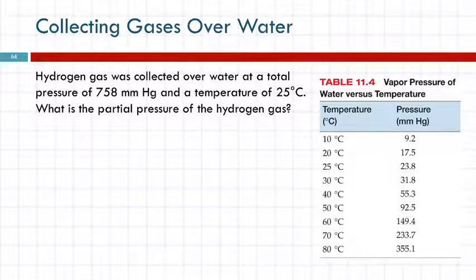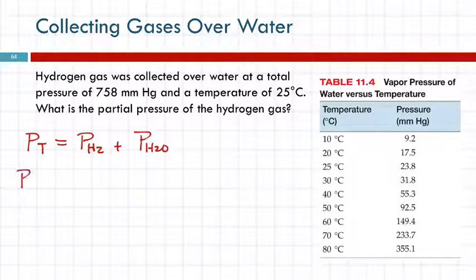So we have a gas mixture. We have a total pressure. It's equal to the pressure of the hydrogen plus the pressure of the water. They're asking us, what's the partial pressure of hydrogen? The partial pressure of the hydrogen would be the total pressure minus the pressure of the water vapor. Okay with that?